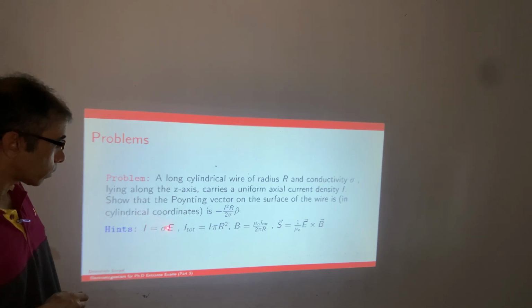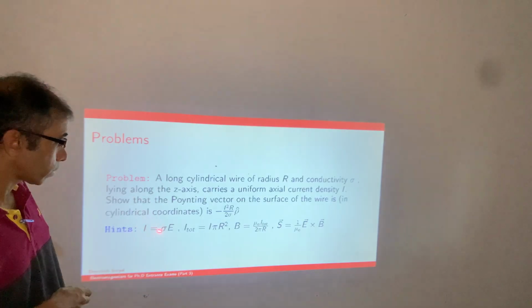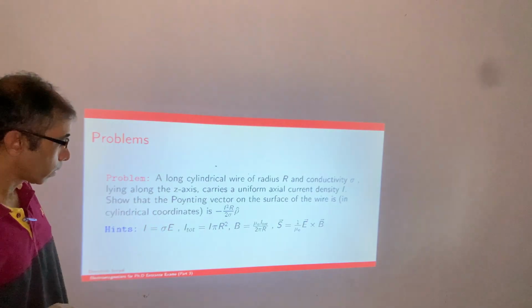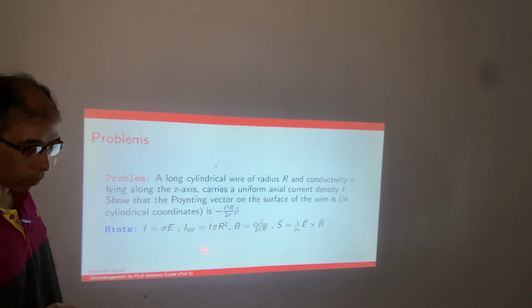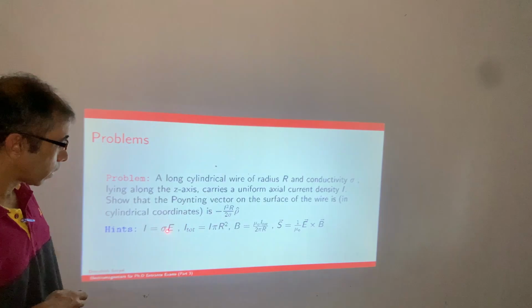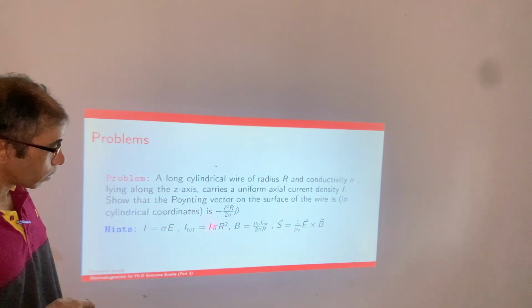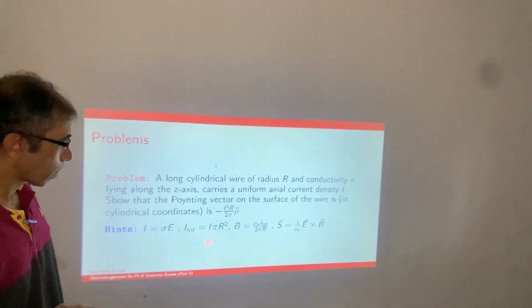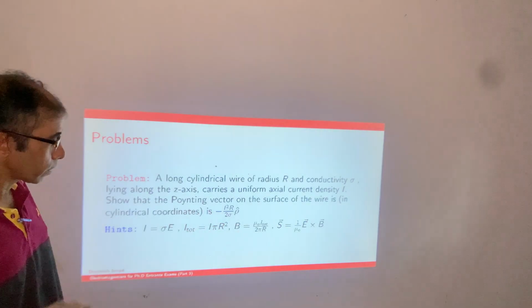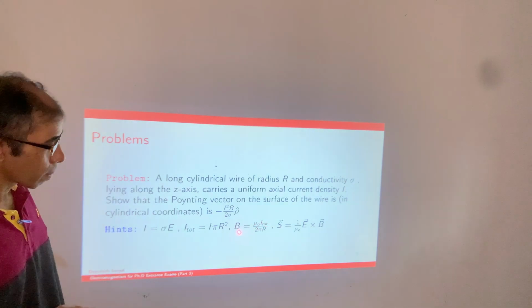So J is equal to sigma E, where J is the current density. And I total is what? I total is your J times the cross-section area. This is the total current that is flowing, and if the total current is given, then what happens?